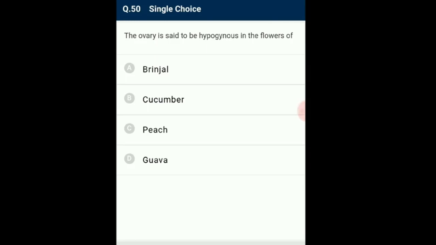When the gynoecium and other whorls are arranged at almost the same level, the flower is called perigynous, and the ovary is considered half inferior or half superior. Peach plant has such a type of flower arrangement. So the answer is option A, brinjal.